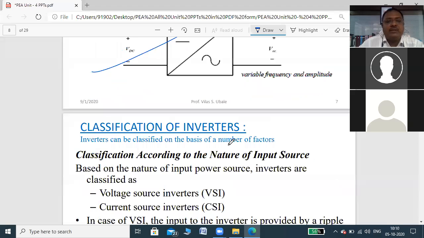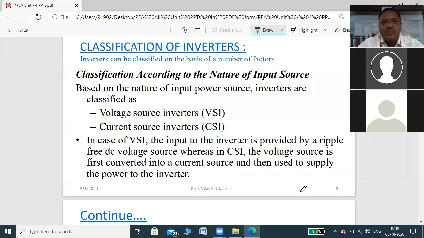Okay, then see the classification. Classification is given on different parameters. The first classification depends upon the source, that is, voltage source or current source. Already I told you that current source inverters are not part of your syllabus. Voltage source inverters are part of your syllabus. So according to the source of the inverter circuit, either voltage or current, the inverters are classified. Okay. The remaining classification we will see in tomorrow's lecture.